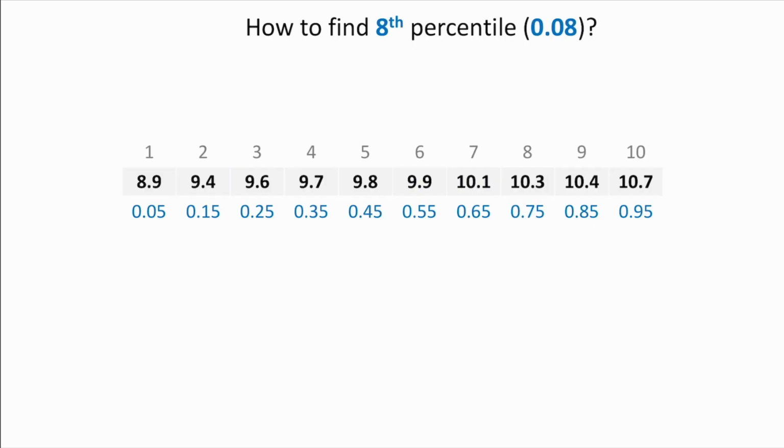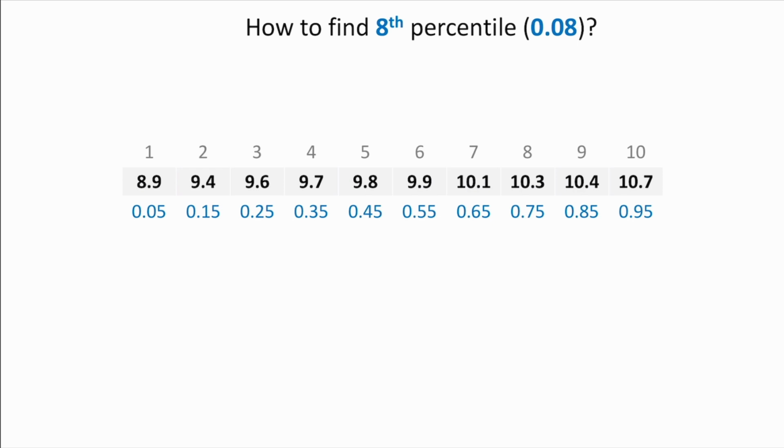Now let's talk about how to compute percentiles if you have a limited number of values and you don't have a particular value that corresponds to this percentile. For example, if we get back to our sample of size 10, we know that we have 5th percentile, 15th percentile, 25th percentile, but what if we need 8th percentile? In this case, we don't have a value that corresponds to the 8th percentile, but we can use a little trick, a linear approximation, and this is how it works.